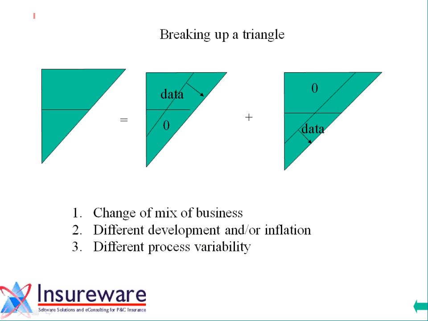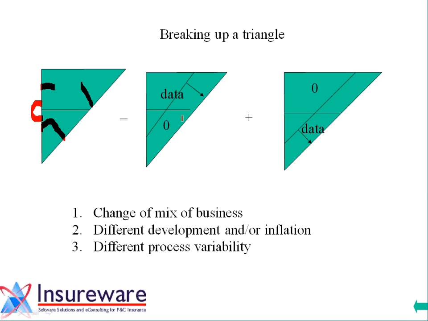Another application of the MPTF is breaking up a triangle. Now, what does that mean? You might have a change of mix in risk between this accident year here and that one. And as a result of that, this iota might not be the same as that one. This development here might not be the same as that development.